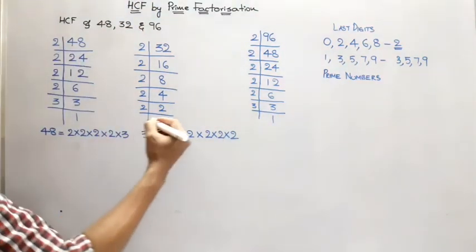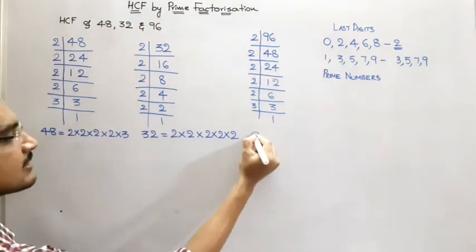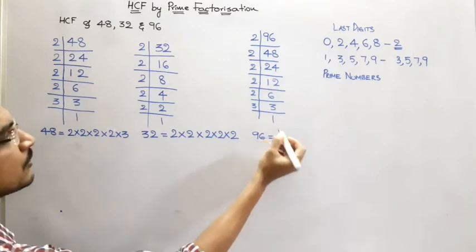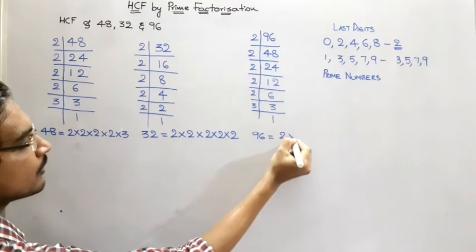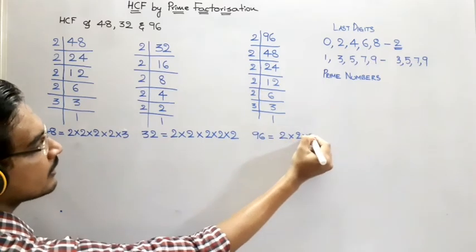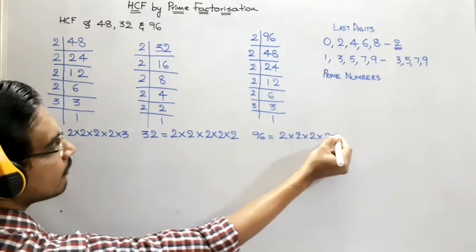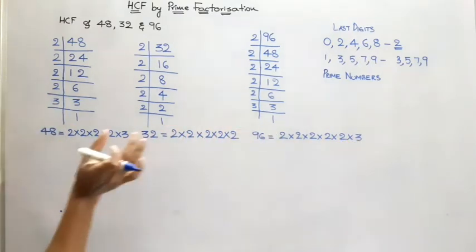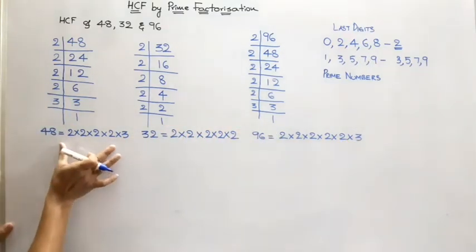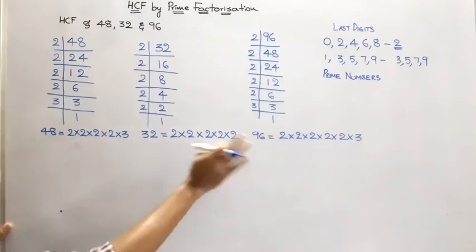Okay, now how can we write 96? 96 is equal to 1 2 3 4 5, five 2s, and we have 1 3. So we got the prime factorization of 48, 32 and 96.